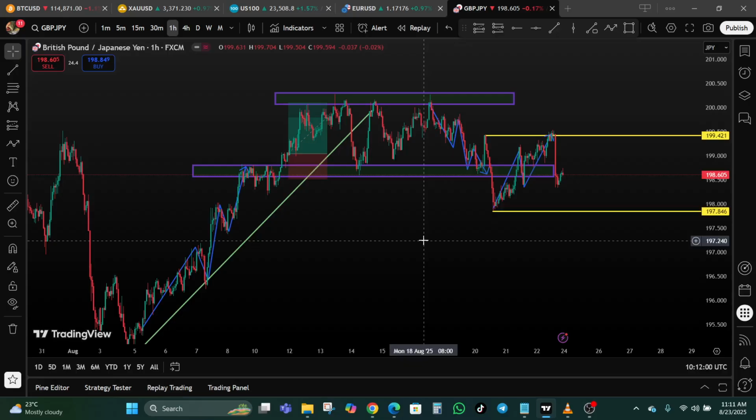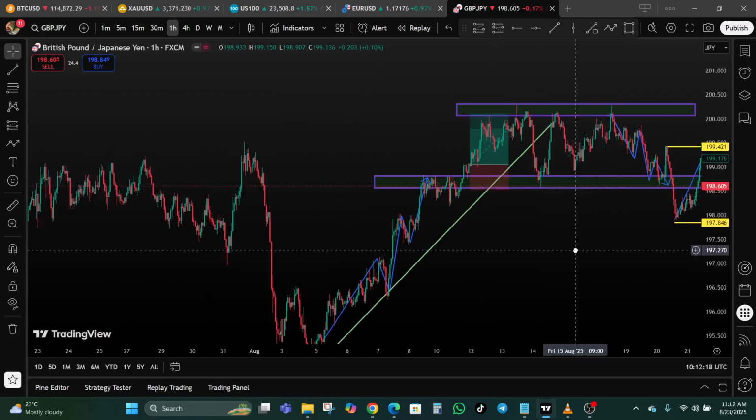So by now, you should understand how Forex trading without indicators works. You've learned the importance of market structure, support and resistance, candlestick patterns, and liquidity sweeps. Just a little bit more emphasis on liquidity sweeps.